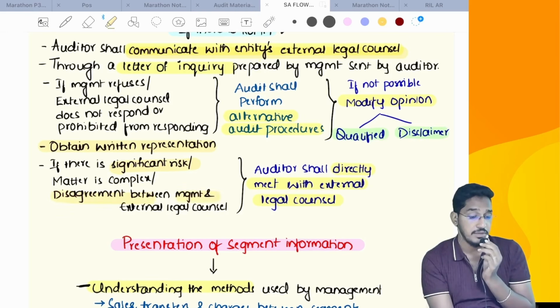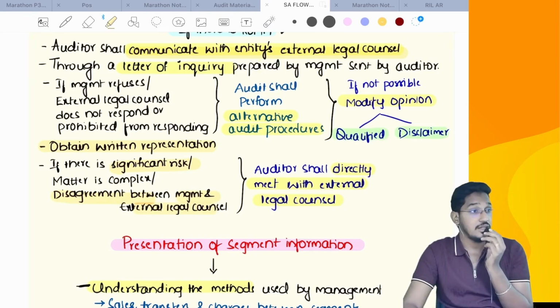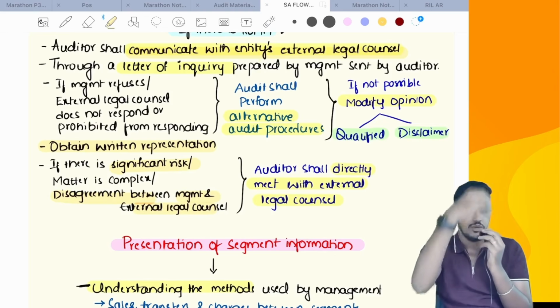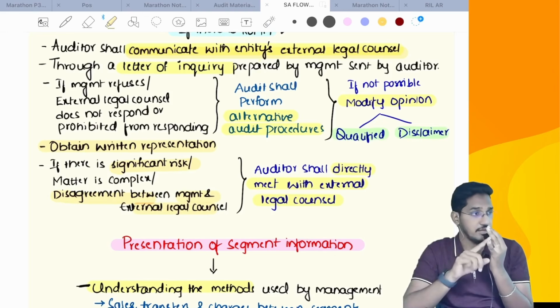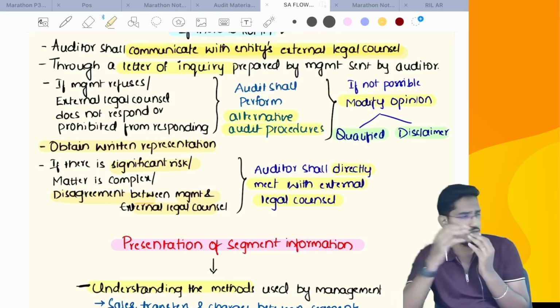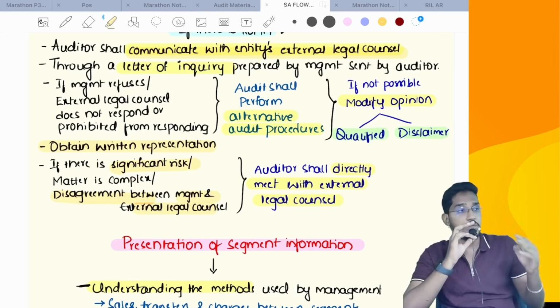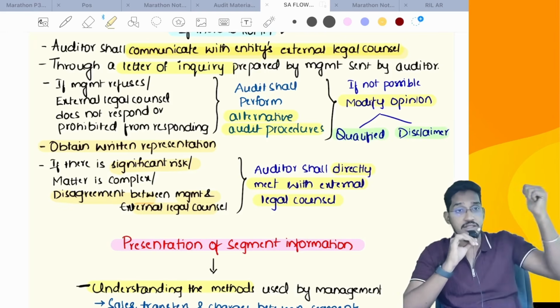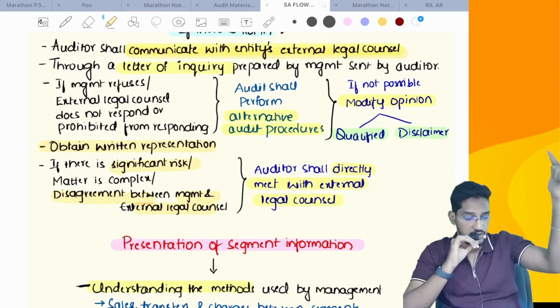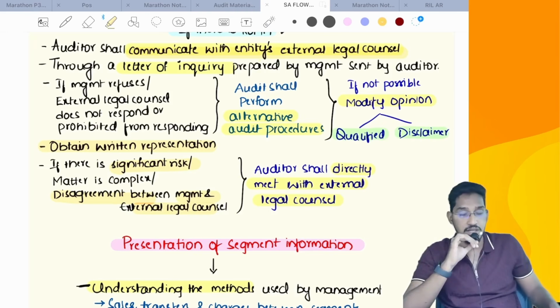Or if there is a disagreement between management and the entity's external legal counsel, that means management told something, we sent a letter of inquiry, he gave a reply, and whatever the counsel is saying and whatever management is saying, there is a conflict. Then also you can go and personally meet with him and clarify the issue. So these are the three circumstances where the auditor might feel a need to go and meet the entity's external legal counsel: when the risk is significant, when the matter is very complex, and when there is a disagreement between management and the external legal counsel.